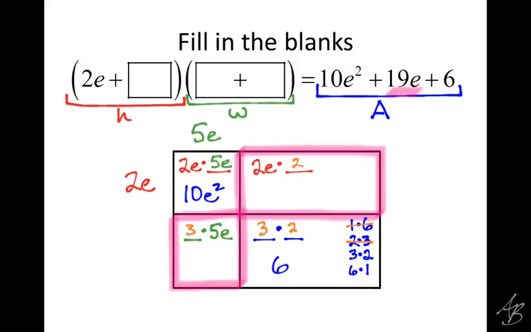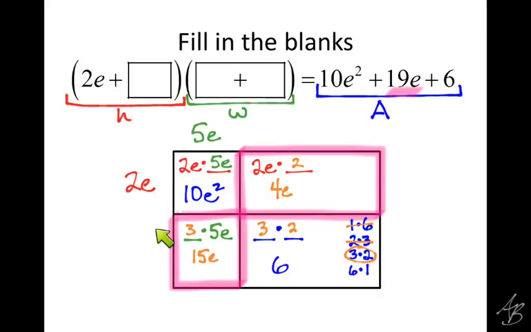Okay, let's check this one out. 3 times 5e is 15e, and 2e times 2 is 4e. Does that one work? Yep. Yes, we got it. All right, so the one that we're going to use here is the 3 times 2. All right, so I need to finish this up now.